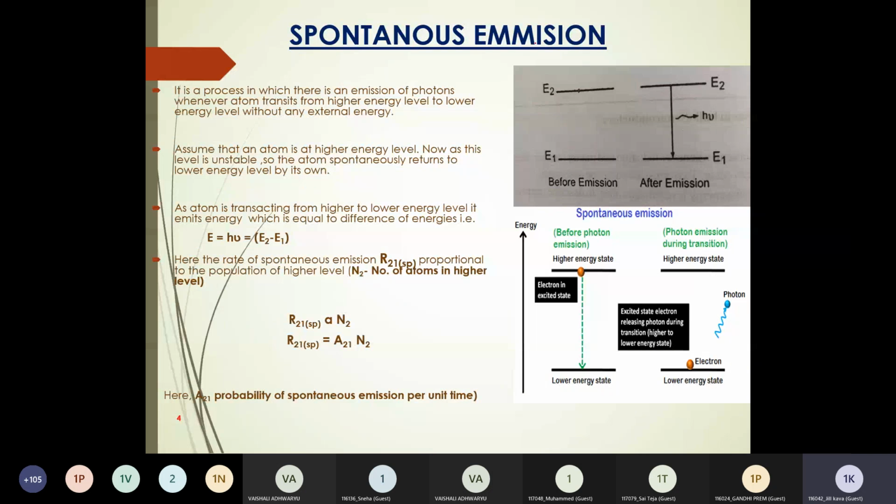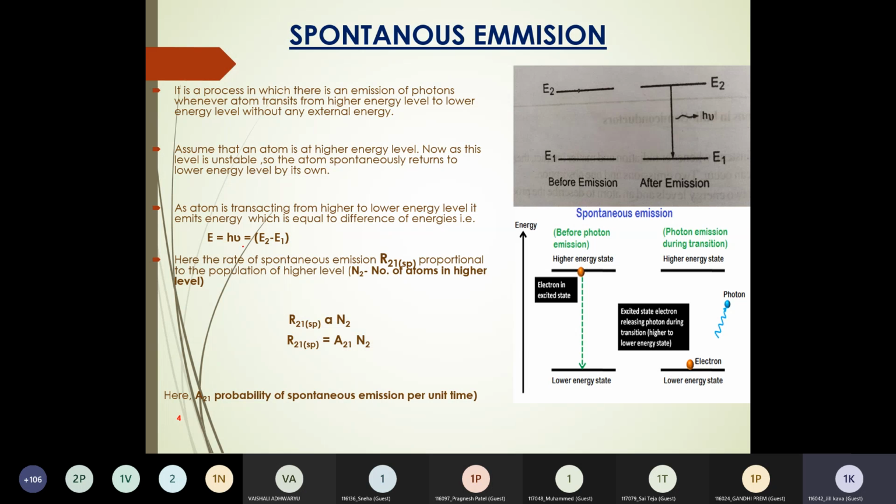Now next is spontaneous emission. In spontaneous emission, the atom is at higher energy state, and we are not giving any external energy here. The atom will lose its energy from the higher level, and it is falling down by itself to the lower energy state. It is shown here that the atom is present at higher energy state, and by losing the energy it is coming to the lower energy state, and while coming down it is emitting some energy in the form of a photon.